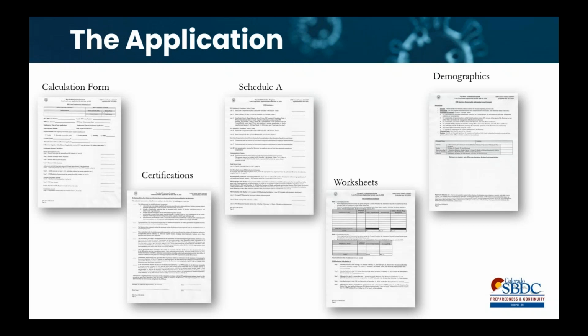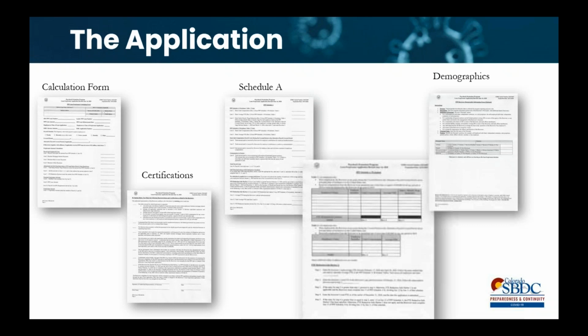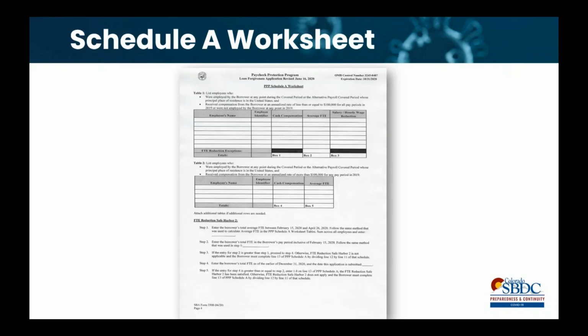Since you are using the full forgiveness form, you have already determined that you either had a reduction in FTEs and/or an employee who had their wages dropped by more than 25%. In the next few slides, we will quantify how one or both of these items will lower your forgiveness amount. To do this, we will start on page 4 of the application, which is titled the PPP Schedule A Worksheet. Let's take a closer look at it.